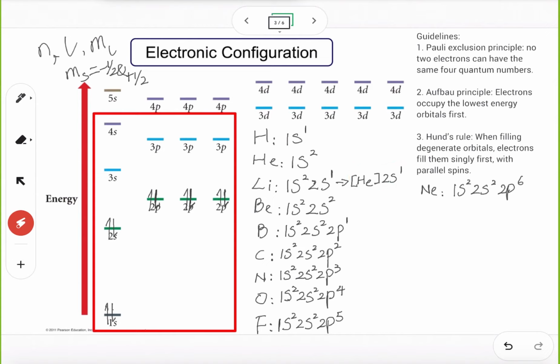How about beryllium? Well, for beryllium, again, we can use helium to represent the 1s2 electrons.